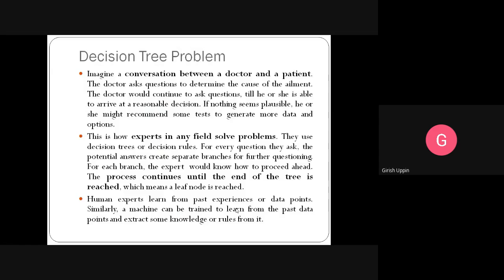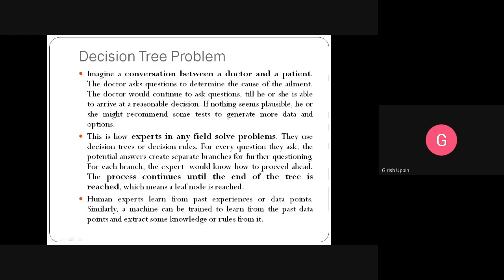That kind of conversation is like a decision tree, where the doctor asks the patient questions continuously, starting with very important ones, and based on the answers he asks other questions, so that he can come to a reasonable decision about what might have happened to that particular patient and diagnose that patient.